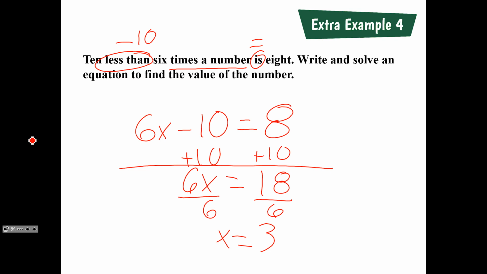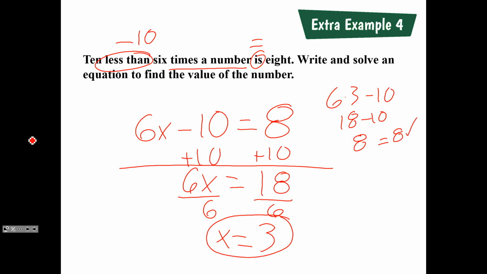Okay? And we would verify that this is correct by plugging it back into our original equation. 6 times 3 minus 10. Well, 6 times 3 is 18. Minus 10, we get 8. That's equal to 8. So we know that it's right. Okay? Any questions on the word problem?